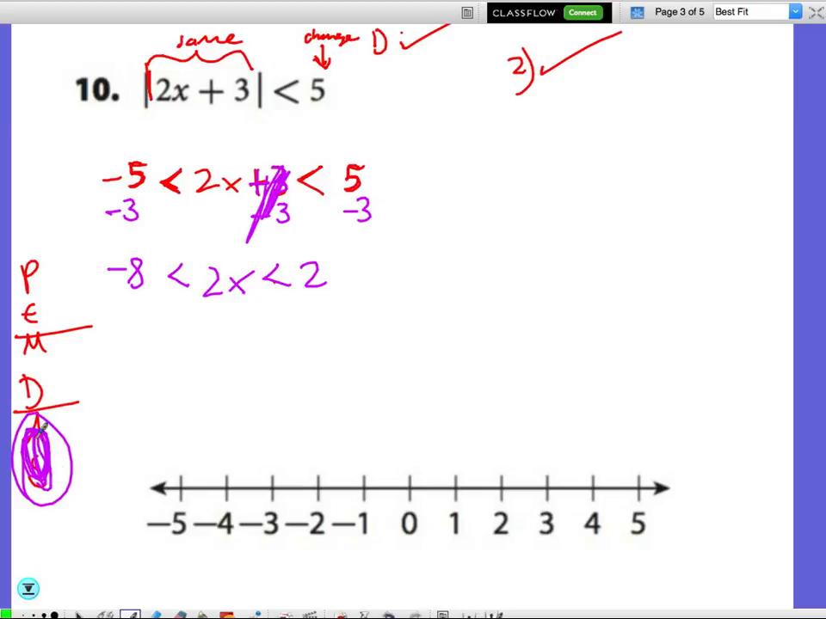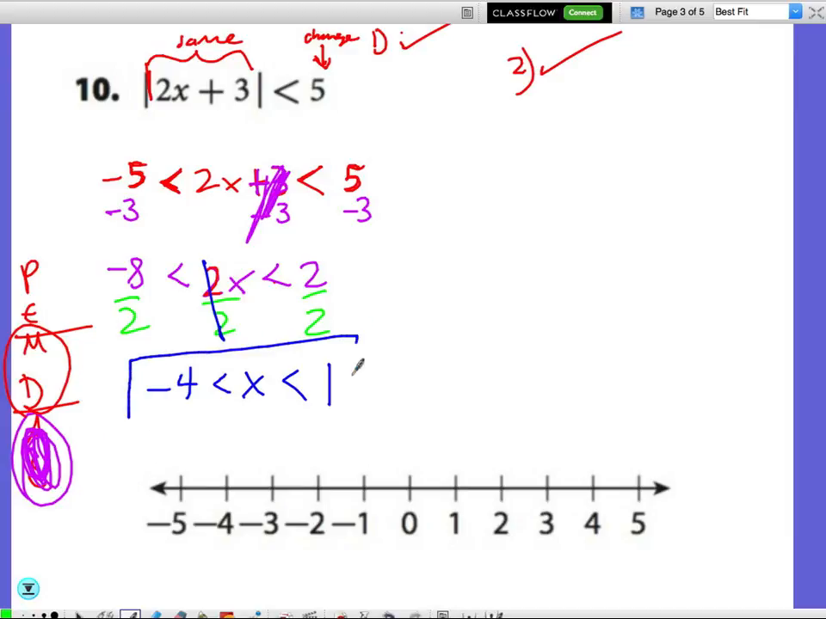Alright. Going up the levels of reverse PEMDAS, here we have multiplication and division. We're multiplying by 2, so the inverse is to divide by 2 on all 3 sides. And so what we get is negative 8 divided by 2, that's negative 4. 2 over 2 becomes 1, so we just have x. And 2 over 2 is 1. So here is our answer. Now we have to use this to graph it.